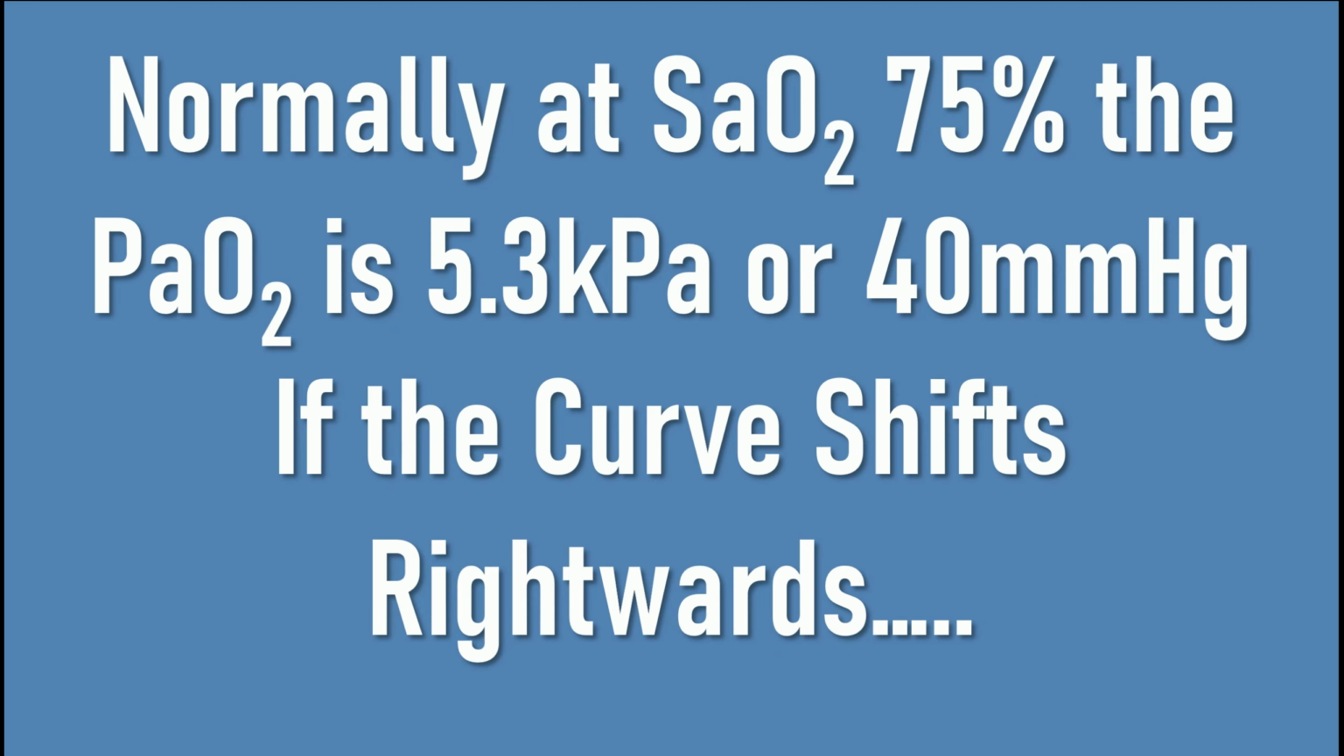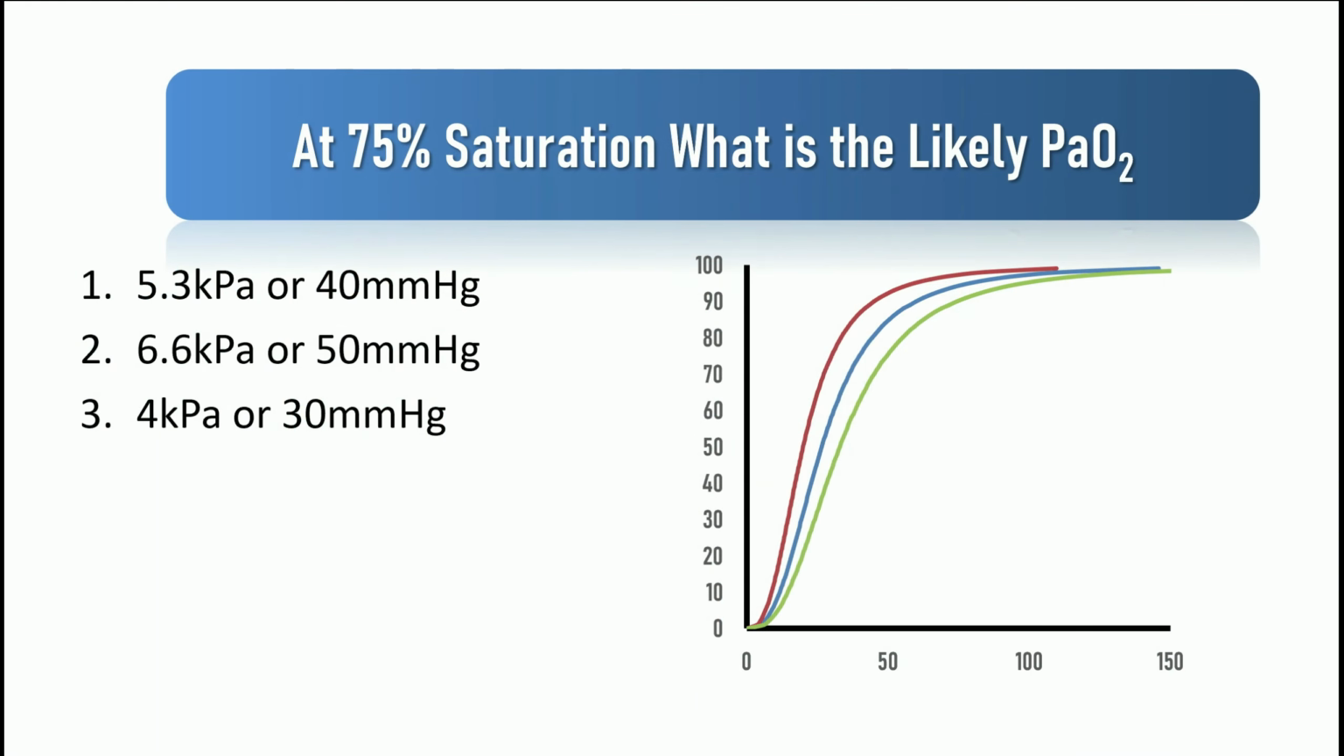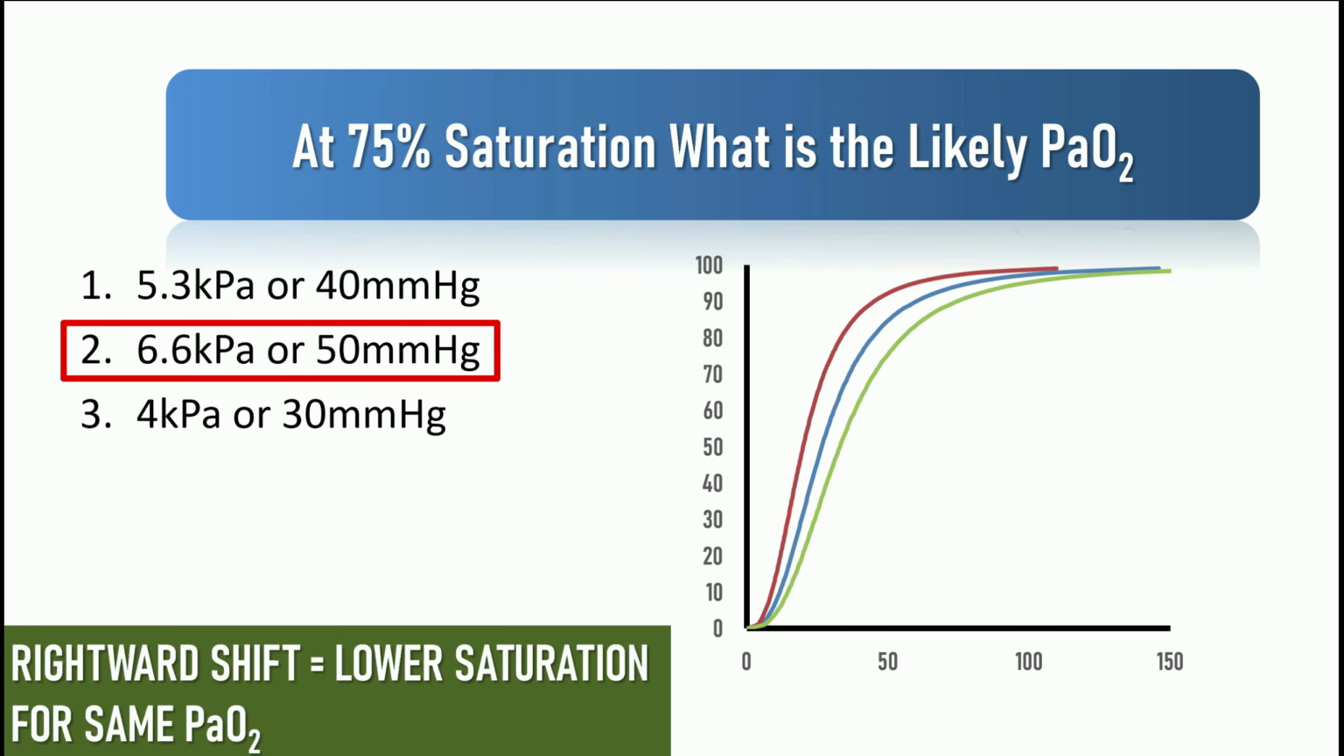So what does it mean when the dissociation curve moves rightwards or leftwards? For example, normally at a saturation of 75%, the PaO2 is 5.3 kilopascals or 40 millimeters of mercury. If the curve shifts rightwards, what is the likely PaO2? Is it 5.3 or 40 millimeters of mercury, 6.6 or 60 millimeters of mercury, or 4 kilopascals or 30 millimeters of mercury? The answer is number 2. With a rightward shift, there is lower saturation for the same PaO2.